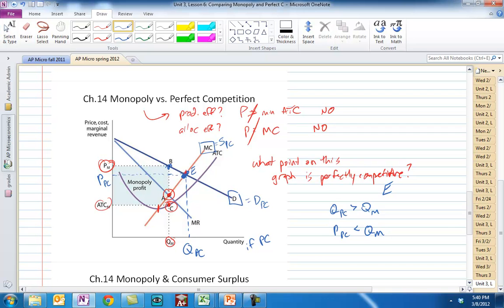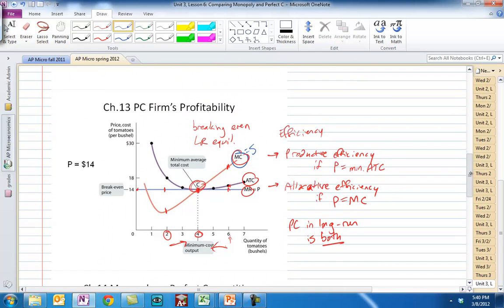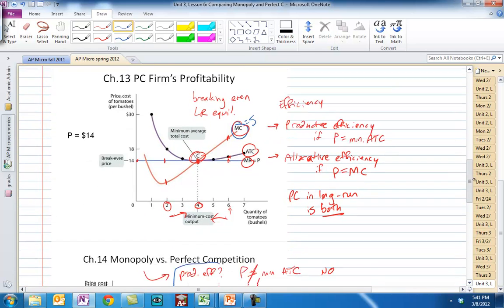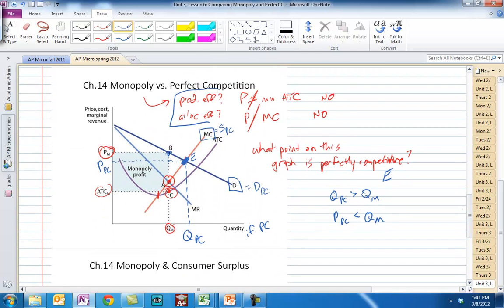So what you need to be able to do from this is a couple things. One is to explain this productive efficiency and allocative efficiency concept, to be able to say, yes, a perfectly competitive firm in the long run is productively and allocatively efficient because price is equal to marginal cost and minimum average total cost. That a monopoly is not productively and allocatively efficient because, same reasons we went over here.